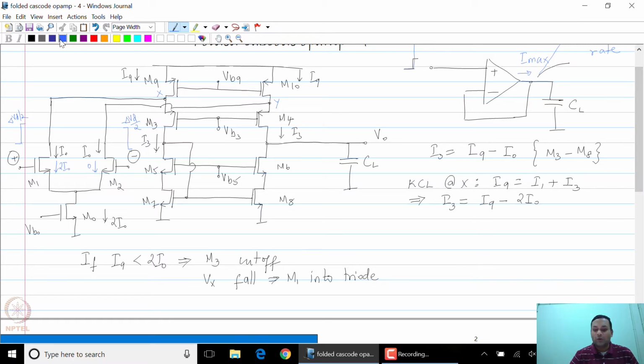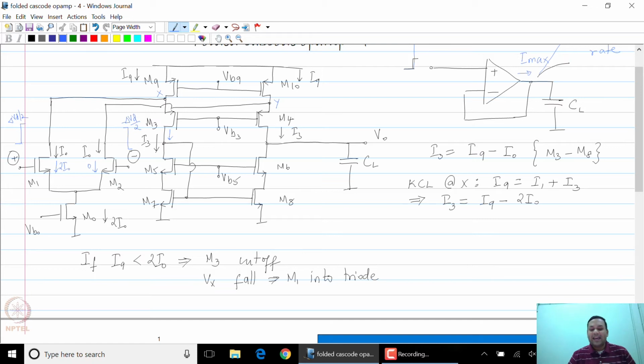So let us assume that I9 is greater than 2I0, in which case the current through M3, M5, M7 is equal to I9 minus 2I0. And what happens to this current? This current, of course, gets mirrored through M8 and M6. So this current is clearly I9 minus 2I0 flowing downwards.